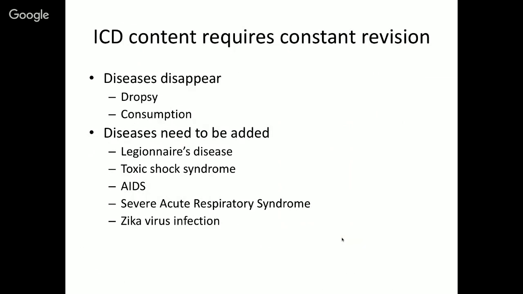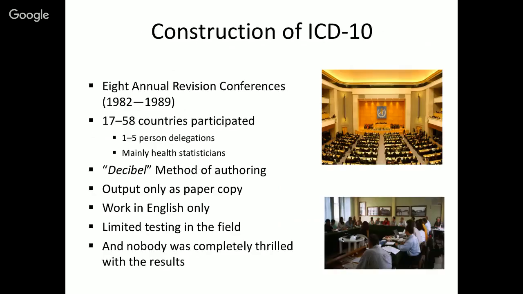We know that ICD changes a lot. We know that over time, diseases disappear. So diseases like dropsy and consumption, which may have been popular in the 1900s, are diseases that nobody would ever talk about. And we know that diseases need to be added. And just over the past couple of decades, we've noted the addition of Legionnaire's disease and toxic shock syndrome and AIDS and SARS. And now Zika virus is making its way into ICD, because basically ICD has to capture every possible cause of morbidity and mortality that might be relevant for public health reporting.